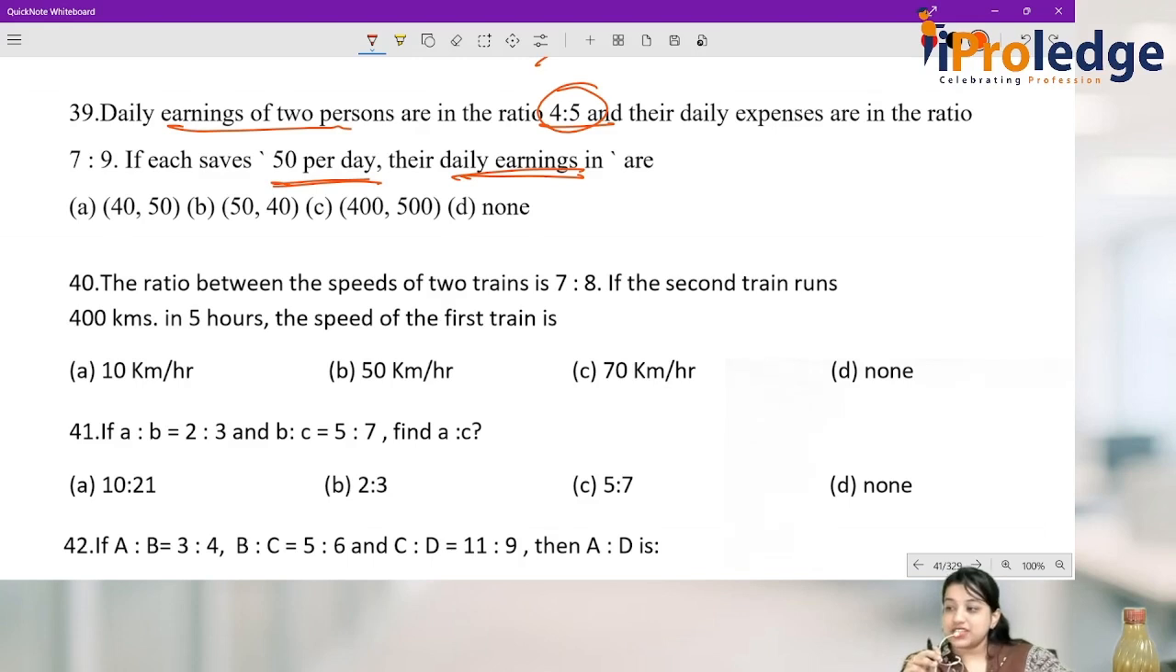Option A and option C. But how much are they saving per day? 50. However, in option A can we say 50 rupees per day? No. However, we can say 50 only in option C. Chat box. Okay. Explain 34. Yeah.